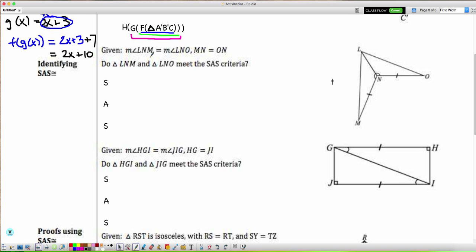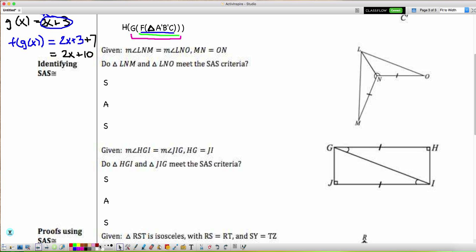So looking at this picture, it says given angle LNM is equal to LNO, and you see both of those labeled. You also see that MN and ON are the same length. So MN has a side labeled, ON has a side labeled. So I want to see if they meet SAS criteria.